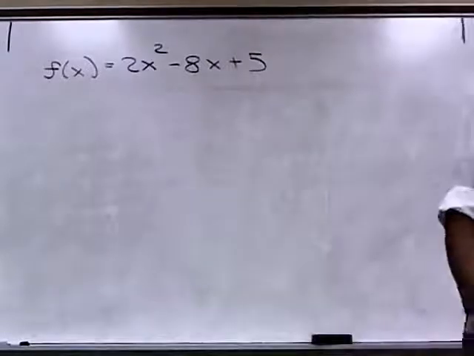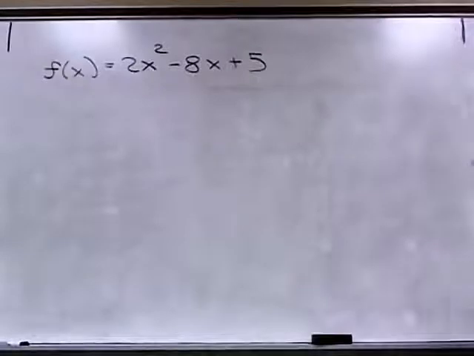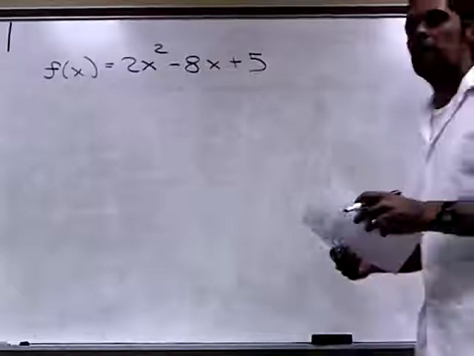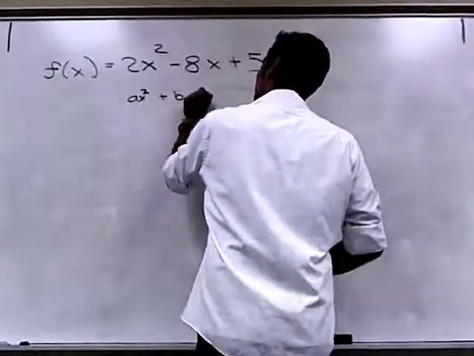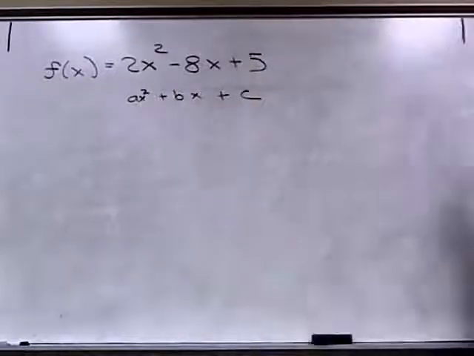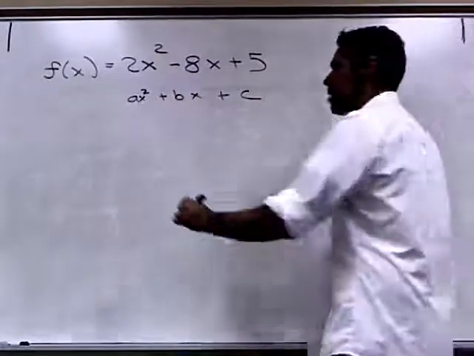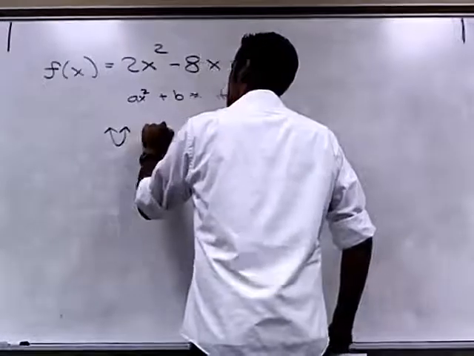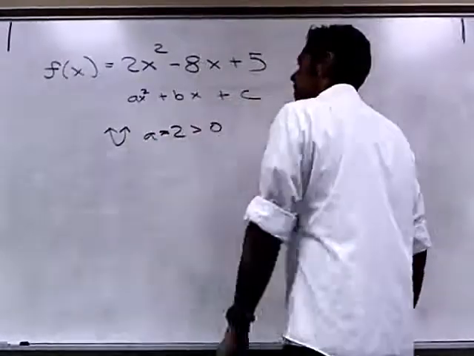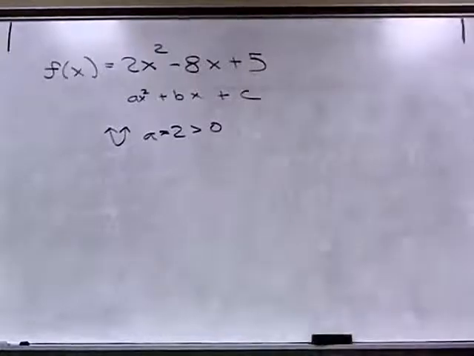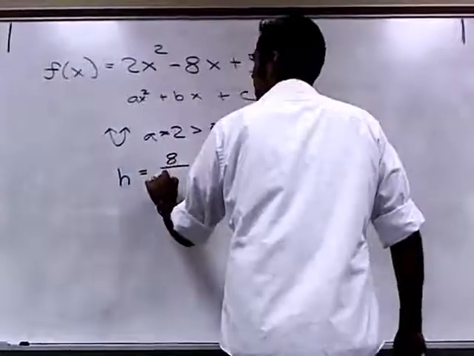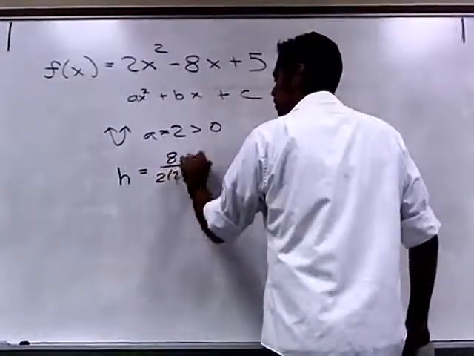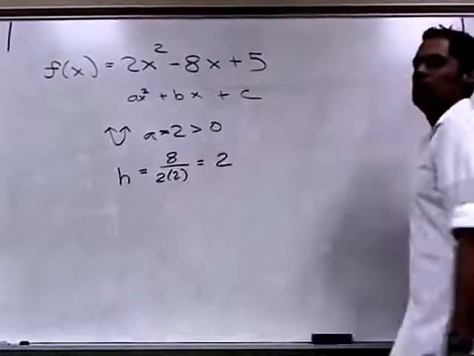What type of function is this? Quadratic, good. How do we sketch a quadratic function? Well, we have to look at what form it's in. What form is that in? Ax squared plus bx plus c, right? All right, so what's the first step? We determine if it opens up or down. This one opens up because a is equal to 2, which is positive. And then we find the vertex. So we have to calculate h and k. H is equal to negative b, which is positive 8, over 2 times a, which is 2 times 2, which is 4. So we get 8 over 4, which is 2.